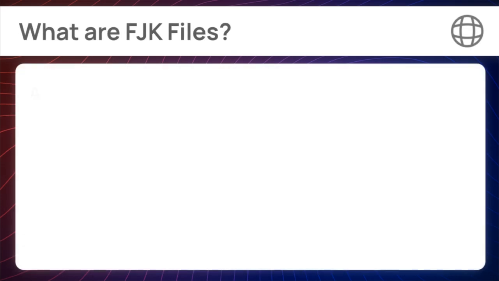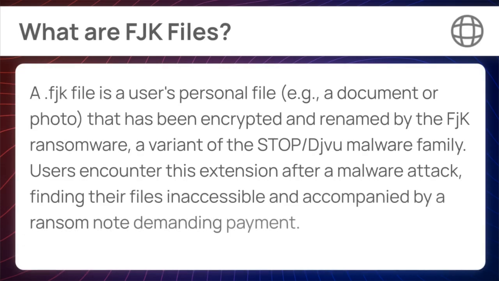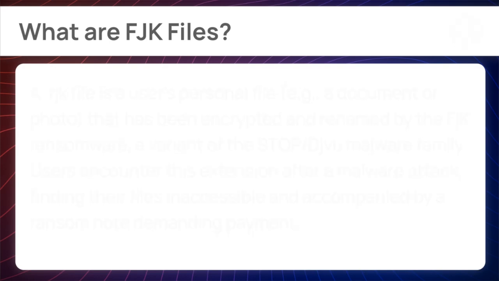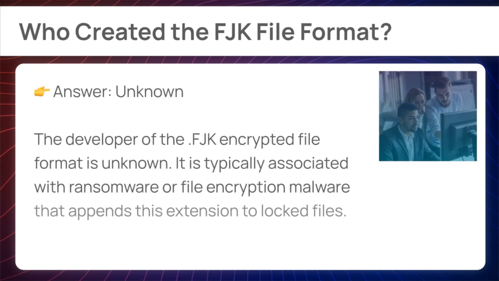A FJK file is a user's personal file, e.g., a document or photo, that has been encrypted and renamed by the FJK ransomware, a variant of the Djvu malware family. Users encounter this extension after a malware attack, finding their files inaccessible and accompanied by a ransom note demanding payment.